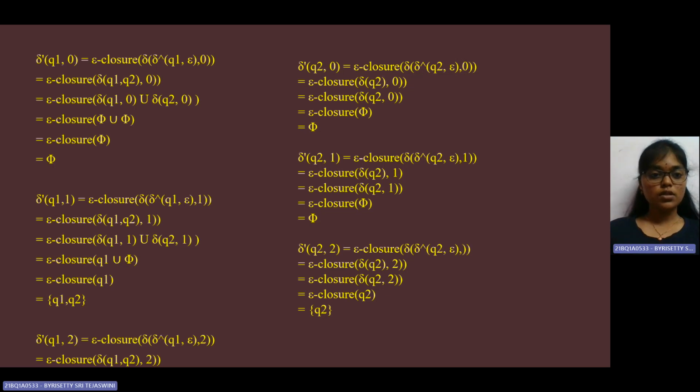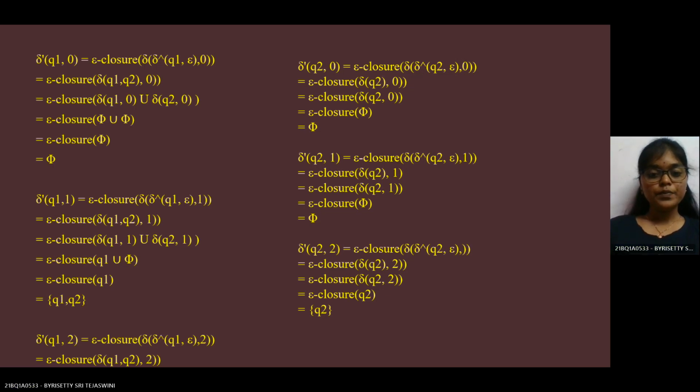q1 comma 0 is not there, q2 comma 0 is not there, so there is no output. The input for q1 is only 1 and for q2 is only 2. For 0 inputs there are no outputs, so it is taken as phi. Epsilon closure of phi is phi. Similarly q1 comma 1, q1 comma 2, q2 comma 0, q2 comma 1, q2 comma 2. So like this, all the delta values are calculated.